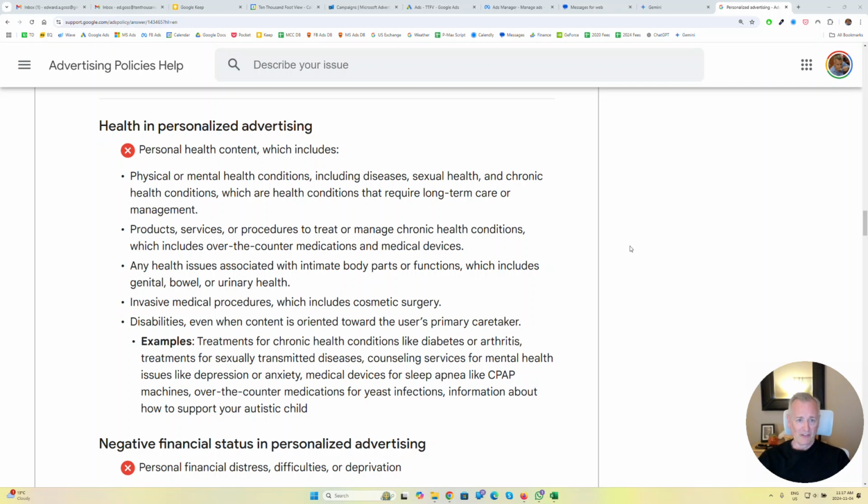So that's health and personalized advertising, kind of what it is, how it works, and how to get around it.